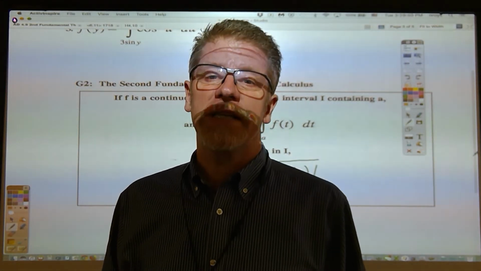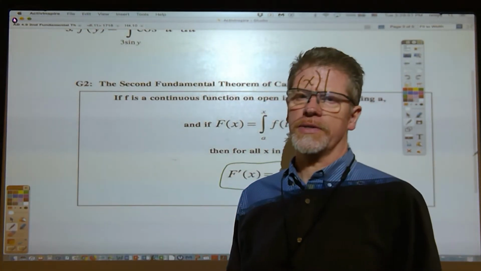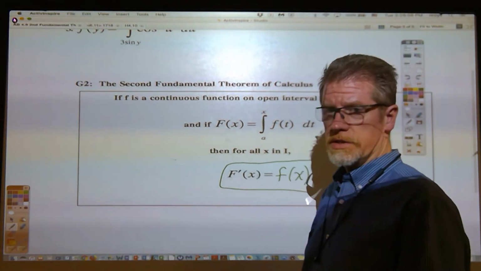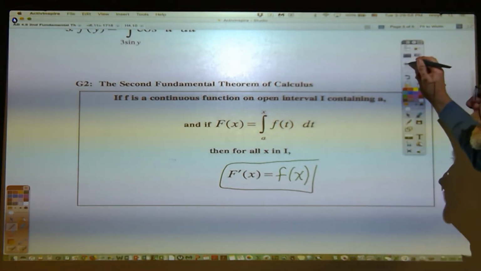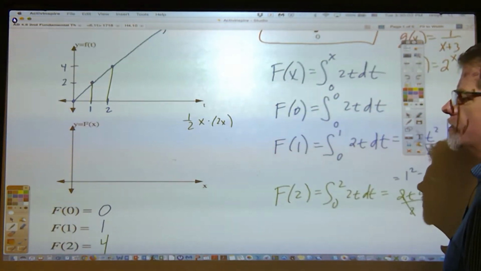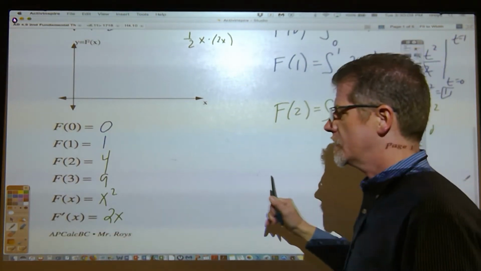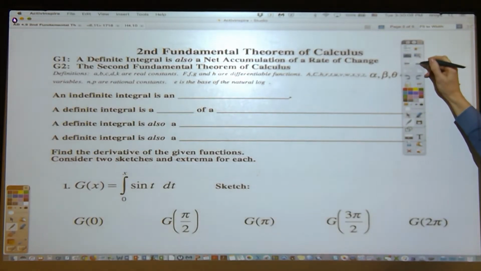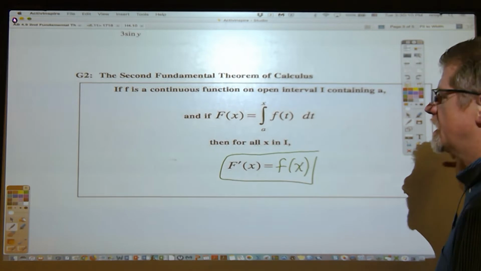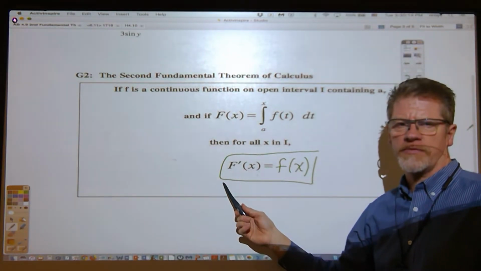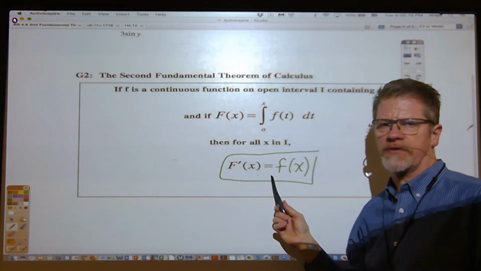We're going to continue our lesson on the second fundamental theorem of calculus. You have your handout, and we had finished page 1 with our accumulator function. We found the derivative, capital F prime of x is equal to 2x. And we summarized that on page 3 with a statement that looks trivial. Capital F prime of x equals lowercase f of x.